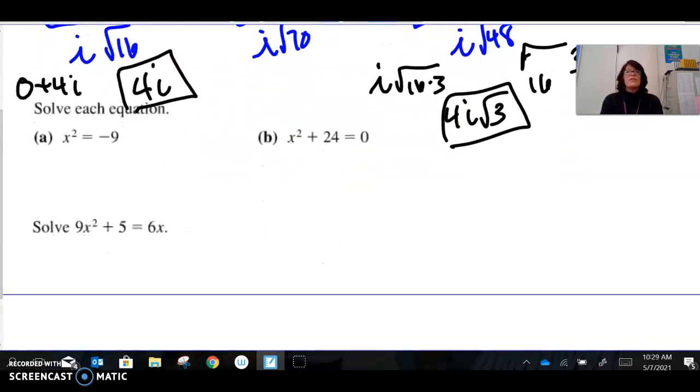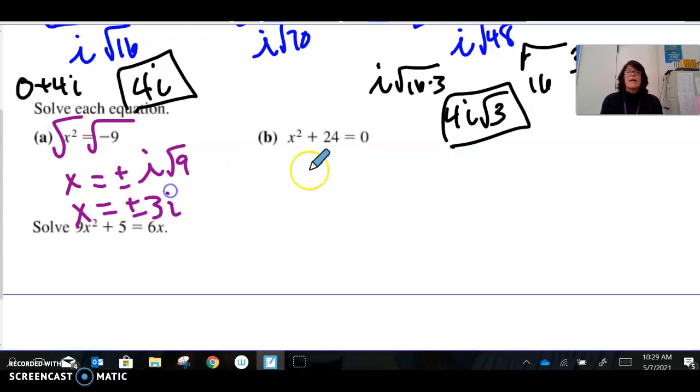Solving these equations is just like I did on the other side. I'm going to take the square root of each side. So I get x equals plus or minus i times the square root of 9. So x equals plus or minus 3i.